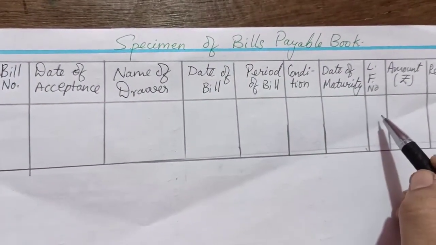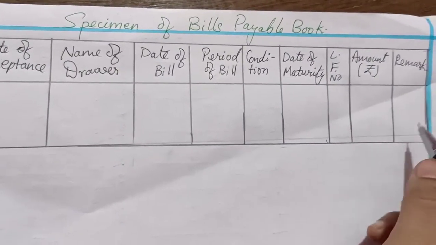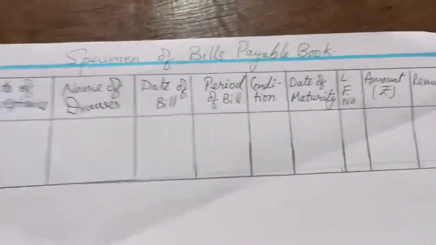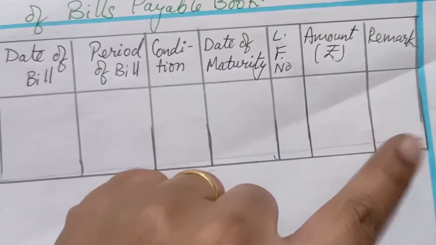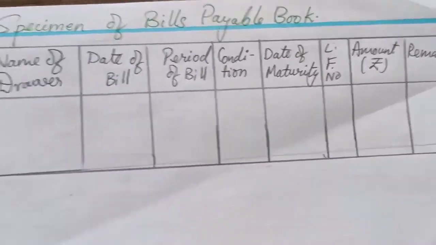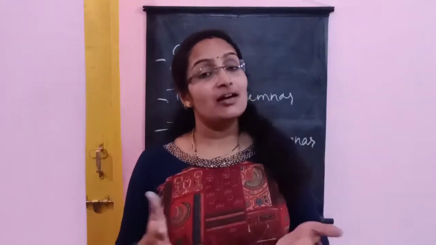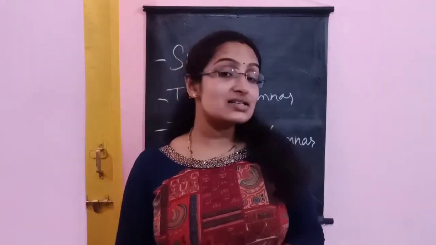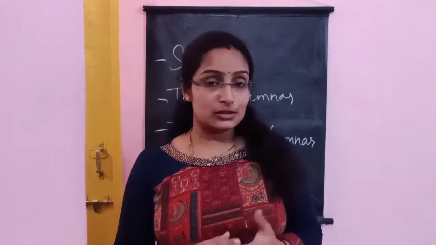Then the ledger folio number, then the amount payable, and remarks if any, like it is paid to some other customer of the drawer or anything. If any such kind of remark exists, that has to be recorded over here in the remarks column. Now after seeing the subsidiary books for bills, that is bills receivable and bills payable, let's move on further with the last two types of subsidiary books, that is the cash book and journal proper.